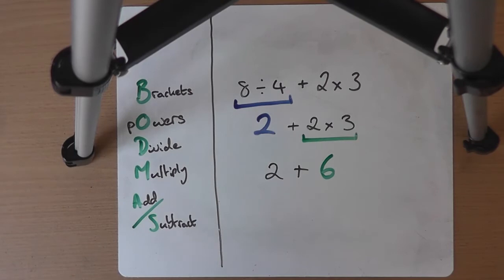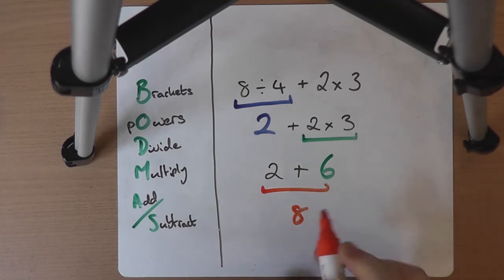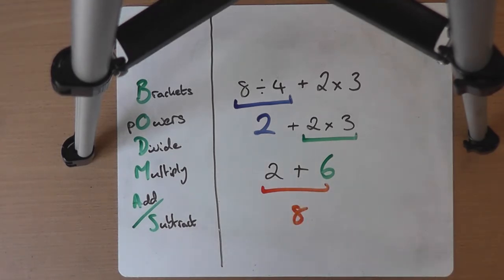We're now at the point where we've just got adds and subtracts again. We've just got an add. We're just on the adds and subtracts at the end, and we're going to do those in the order that they are written. And we are left simply with 2 plus 6, which is 8. And that is our final answer overall.